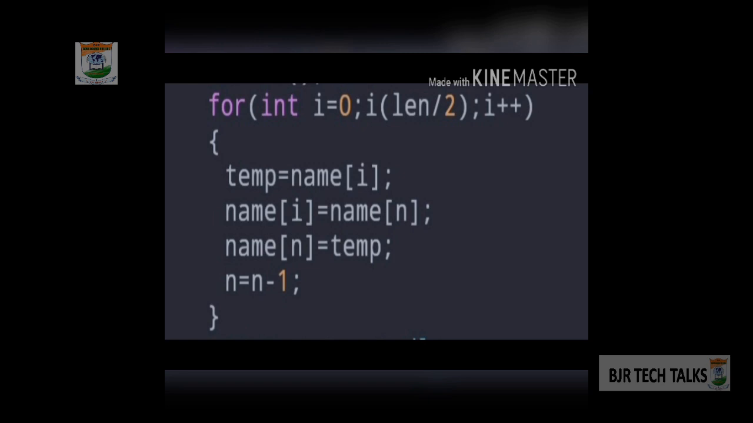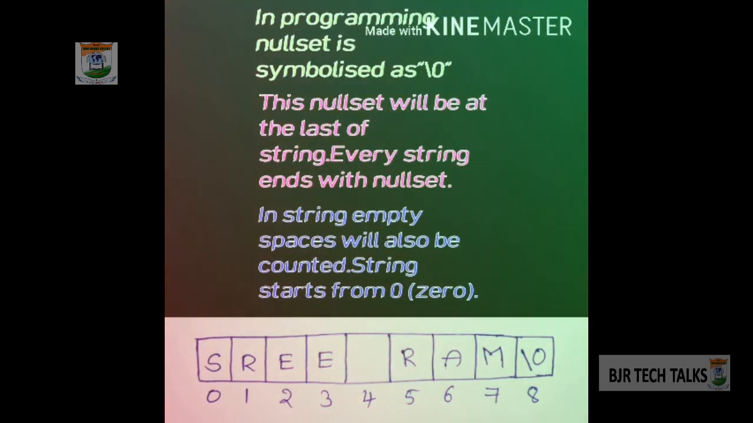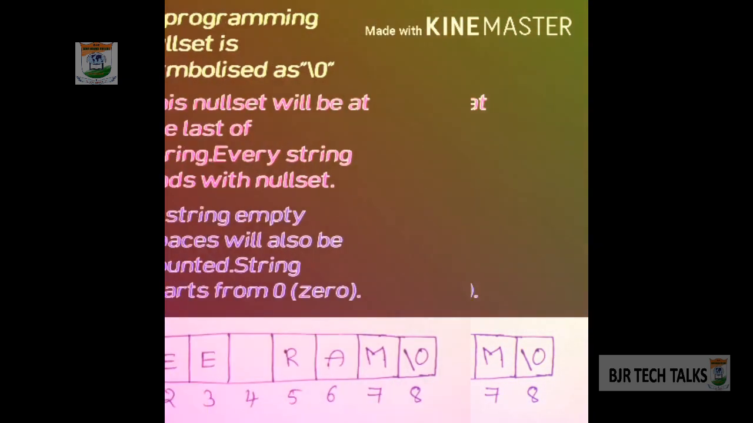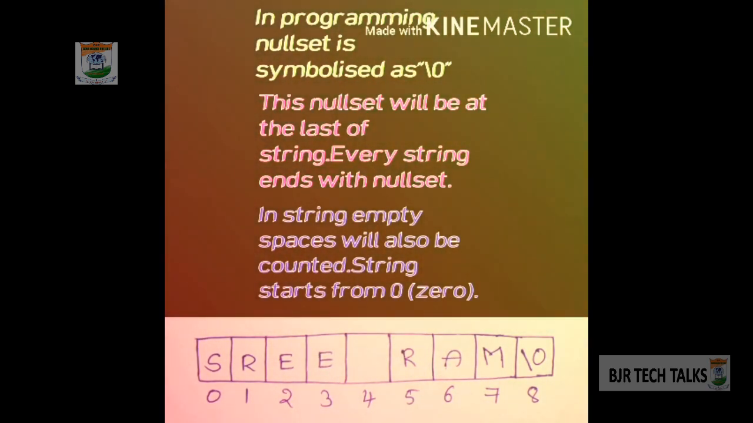Let's see the working logic for this snippet. In programming, the null character is symbolized as \0. This null character will be at the end of the string. Every string ends with a null character. In a string, empty spaces will also be counted. String starts from 0. By seeing the example below, you can understand it better.